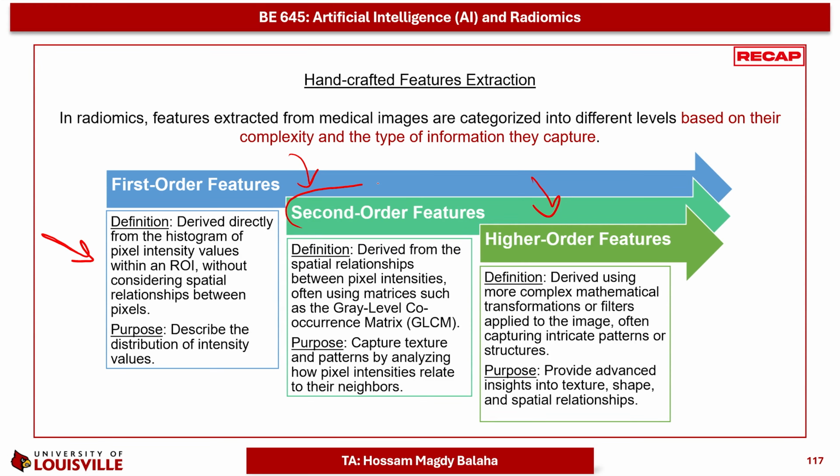For the second order features, we introduced GLCM, and we mentioned that we need to construct a co-occurrence matrix, and based on that matrix we can extract the different features such as contrast and homogeneity. Then we created a mini project to extract the different features from a brain MRI dataset with 3 classes.